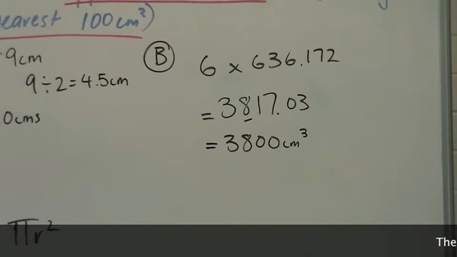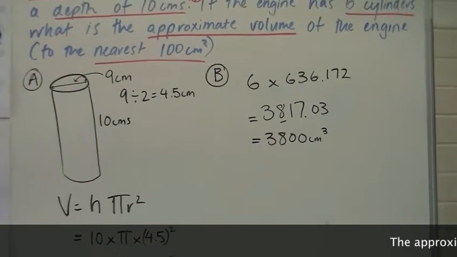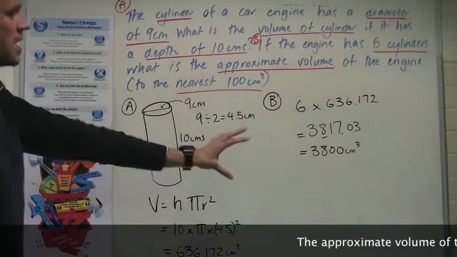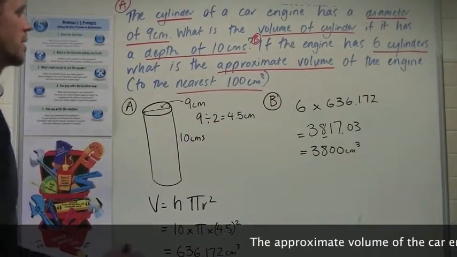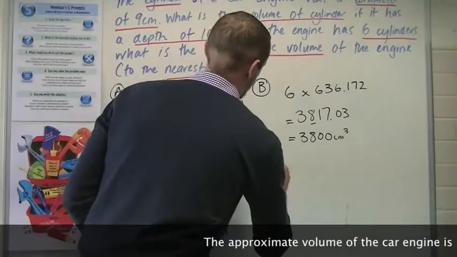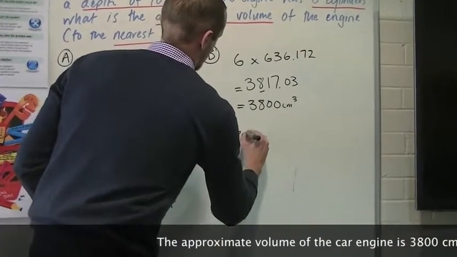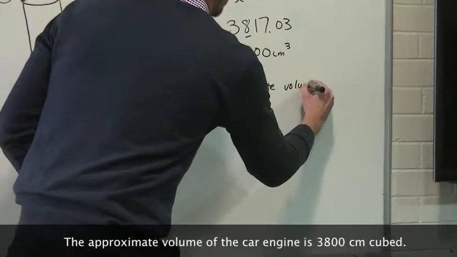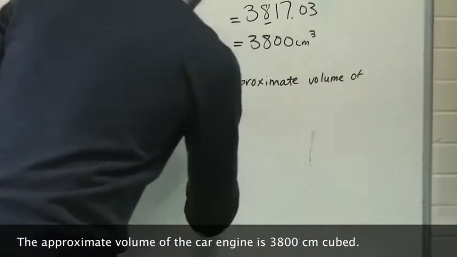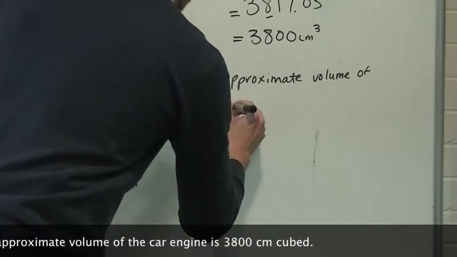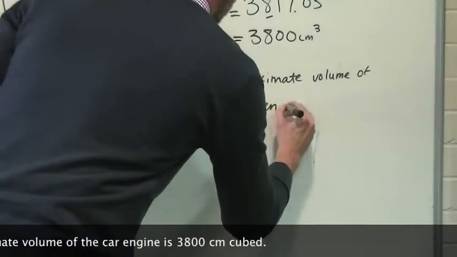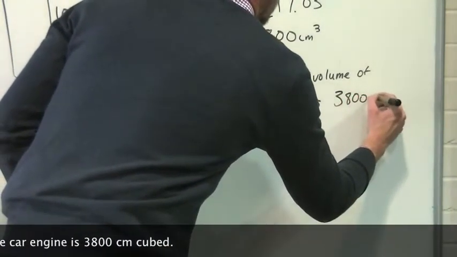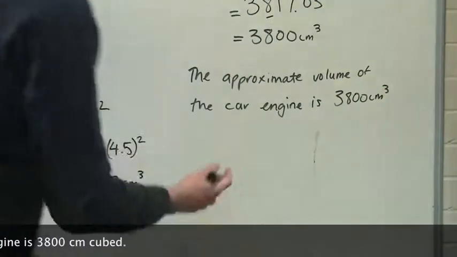Have we answered the question yet? We're very, very close now. Because our question is in words, we need to answer our question in words as well. The approximate volume of the car engine is 3,800 centimetres cubed. Done.